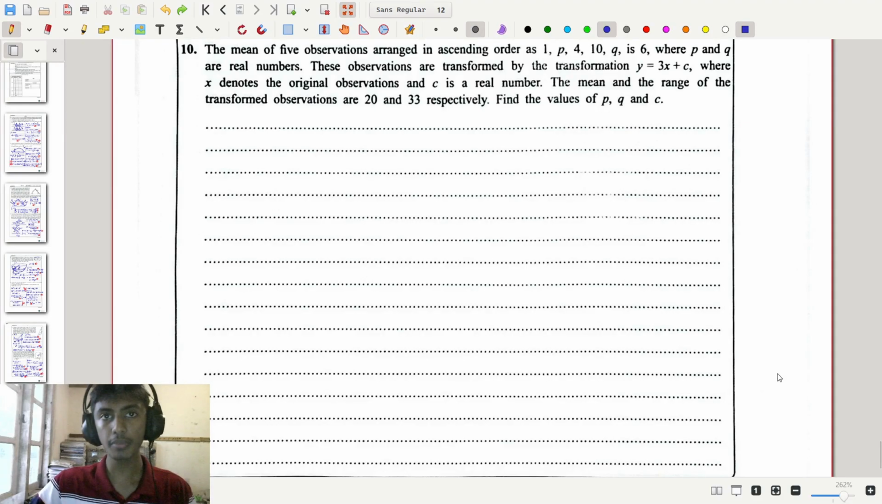2025 A-Level Combined Mathematics Paper 2 Part A question number 10. The question says the mean of 5 observations arranged in ascending order as 1, P, 4, 10 and Q is 6, where P and Q are real numbers.